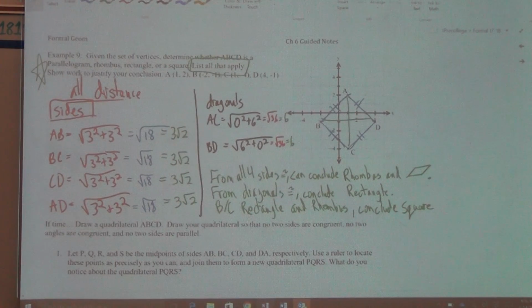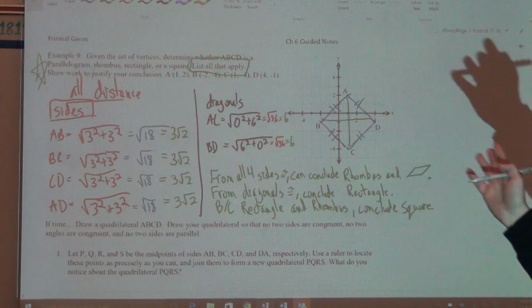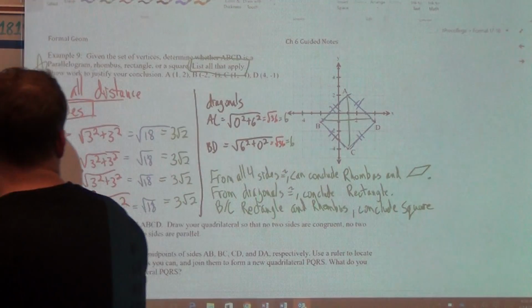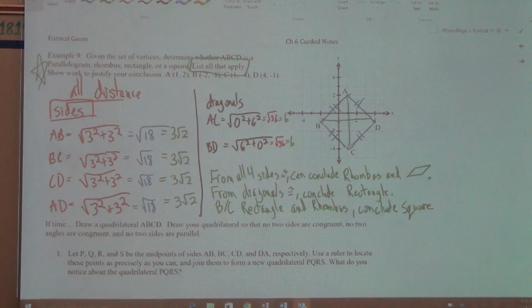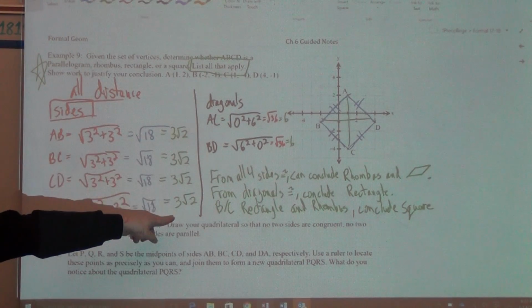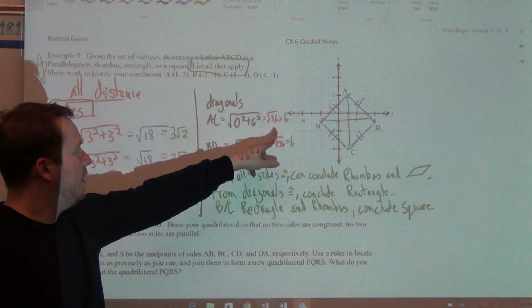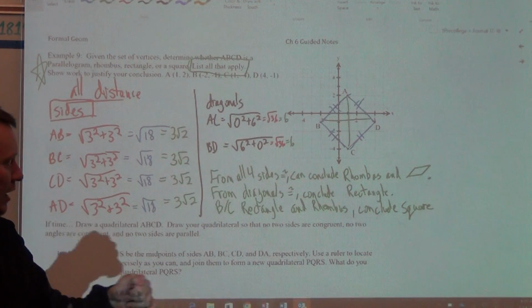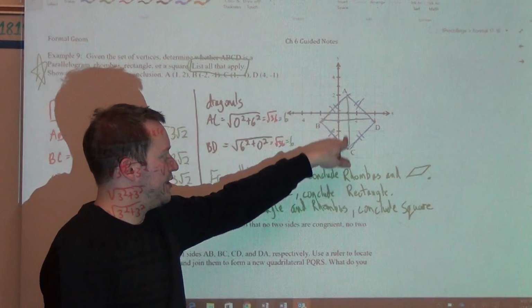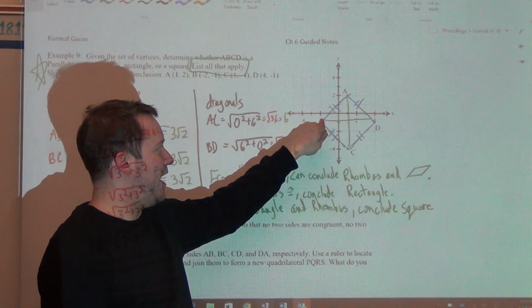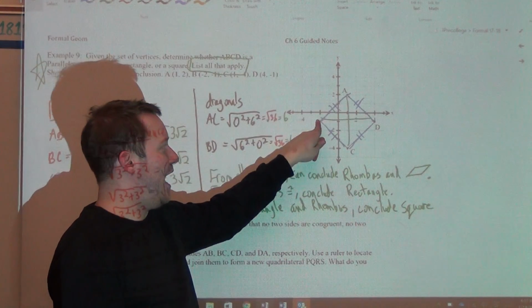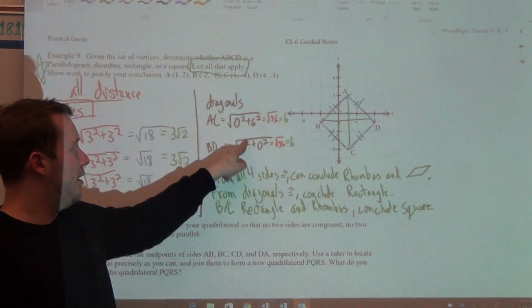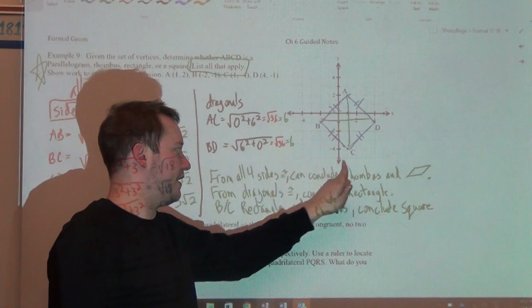These classification problems can be tricky. I chose to show them all with distance, as I prefer distance. Some people prefer slope, some people prefer one of each. There's definitely more than one way to do this problem. I've just shown it with all distance. First of all, for the sides, all of them are 3 root 2. And for the diagonals, 0 squared and 6 squared in reverse order, as this is 6 units high and 0 units wide, and this diagonal is 0 units high and 6 units wide. So each of those actually is a distance of 6.